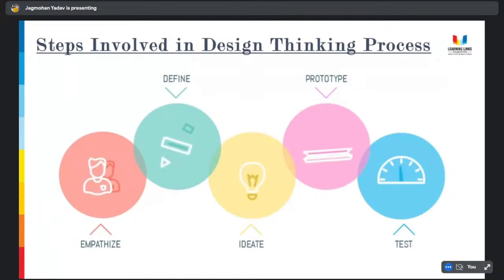So if you empathize, then after that you need to define your problem. Then you do ideation: how many ideas do you have to solve the problem, and which idea do you think will work? Then we build a prototype, hand it over to the user, test it, and take real feedback from the user. That is why it is called human-centric design thinking. So let's look at a problem statement right now.